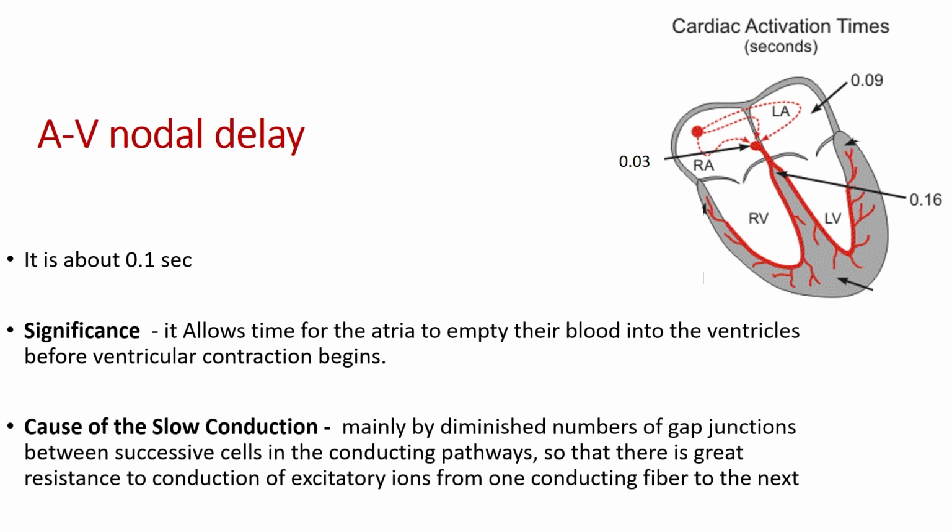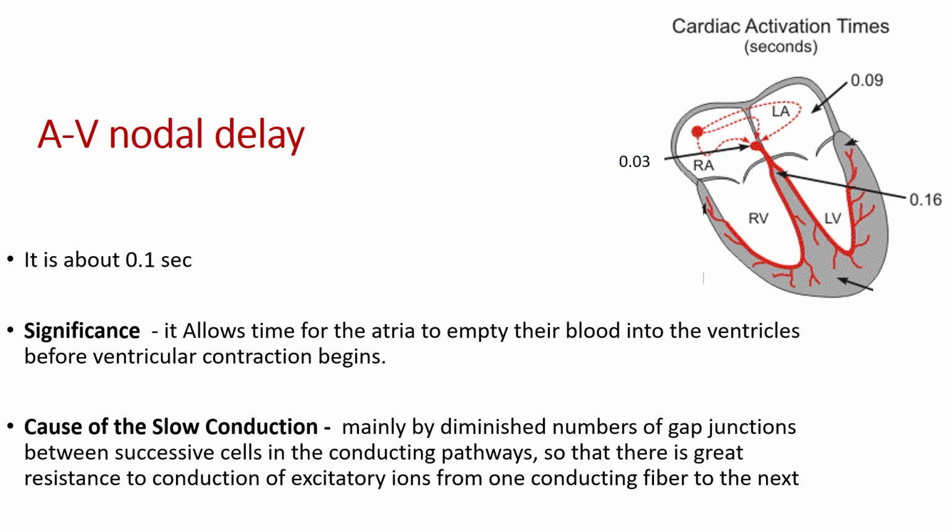Now the cause of AV nodal delay. What is the significance of AV nodal delay here? The AV nodal delay is about 0.1 second. The significance of this is that it allows time for the atria to empty their blood into the ventricles before ventricular contraction begins. So this is the significance or advantage of this AV nodal delay, and it is about 0.1 second. Once again, I'll repeat the significance: it allows time for the atria to empty their blood into the ventricles before ventricular contraction begins.